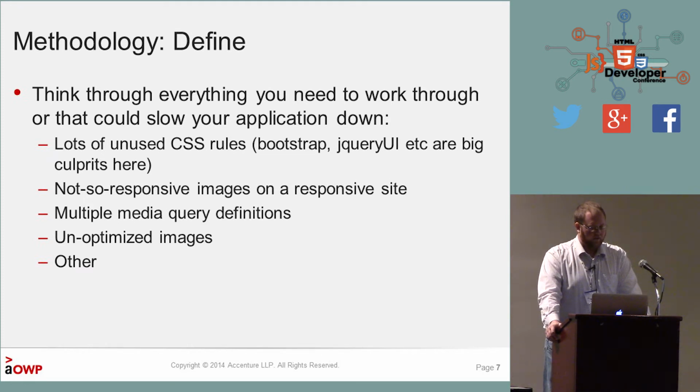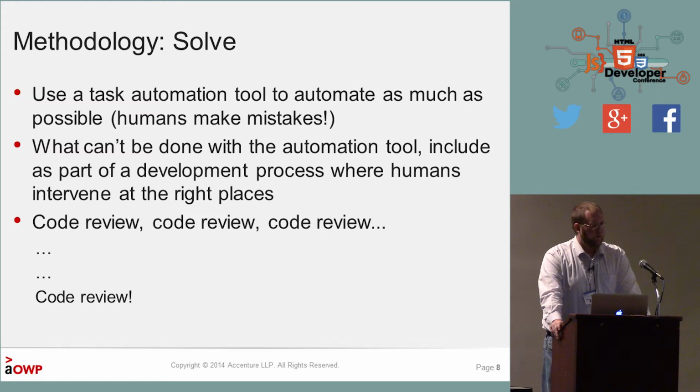And then having multiple media query definitions, having unoptimized images, so images that have additional metadata or haven't been compressed to the level that they can be compressed and still look good, et cetera. And then some other items that we'll talk about as well. So how would we go about solving a problem like this?